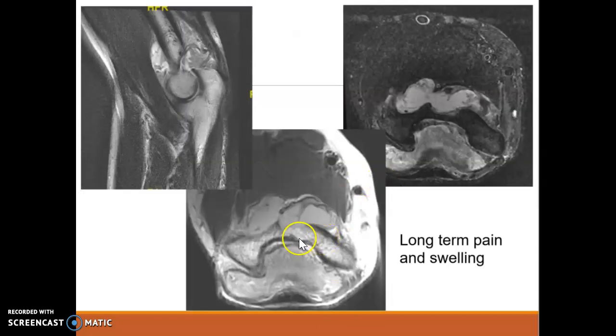So looking here, this is a really nice example of a patient that presented with long-term pain and swelling, showing effusion and potentially an inflammatory arthropathy here. So you can see this fuzziness around the joint itself and like a cloud-like effect. Again, that would indicate some degree of inflammatory arthropathy.